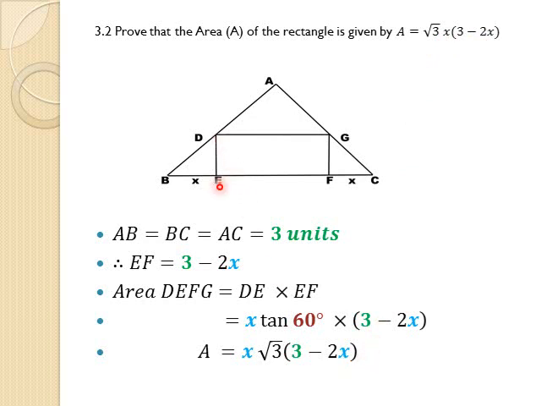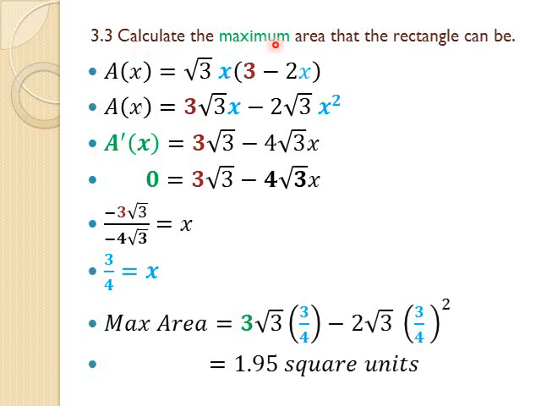So hope you follow. So DE we got in the first problem, the breadth. EF we got now, and we're multiplying length times breadth to find the area. Right, now let's look at the next question. Calculate the maximum area that the rectangle can be. So we have the area A(x) equals square root 3 x times (3 minus 2x). If I multiply out, 3 times that would give me 3 square root 3 x, and square root 3 times negative 2x would give me negative 2 square root 3 x squared.